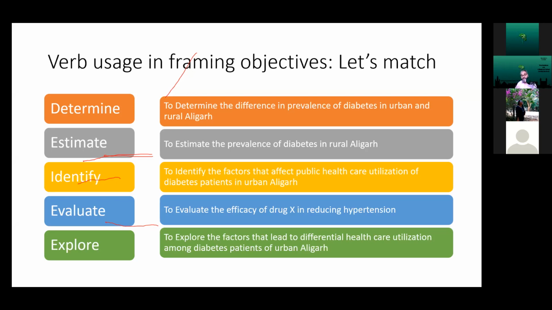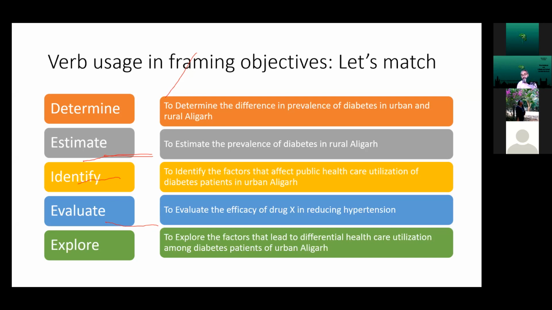Now, the 3rd and 5th, I'll see them together. To identify the factors that affect public healthcare utilization of diabetes patients in urban Aligarh. I want to know what are the factors that are actually leading to people going to different centers. There's a government endocrinology center here, there's the medicine OPD, there are multiple medicine practitioners, endocrinology practitioners, the AYUSH practitioners. What are the factors that affect public healthcare utilization in the diabetes patients in urban Aligarh?